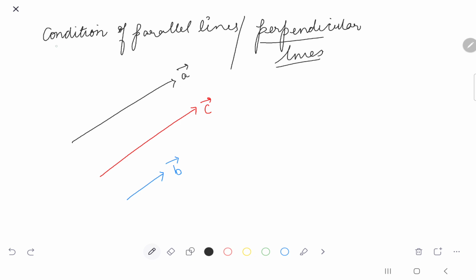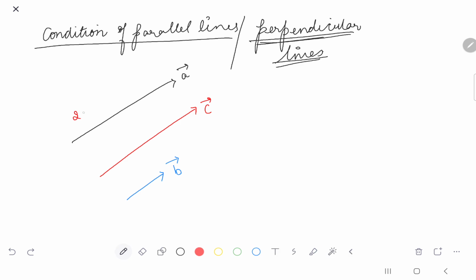So when we are talking about the condition of parallel lines, what exactly does this mean? It basically means that we have A vector is, let's suppose, 2 i cap plus 3 j cap plus 7 k cap. And when I say that the C vector is parallel to the A vector, that basically means what? That means the direction ratios of 2, 3, and 7 for A, isn't it? But the direction ratios for C shall be some lambda times 2 i cap plus 3 j cap plus 7 k cap.